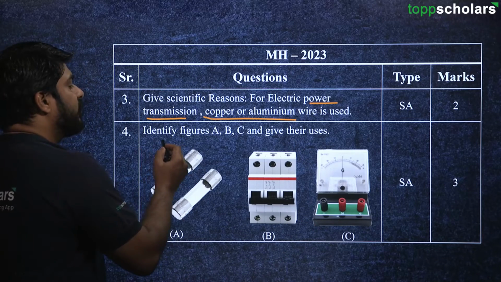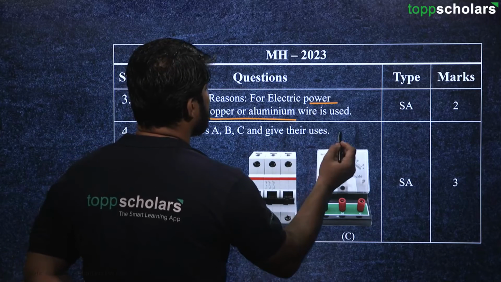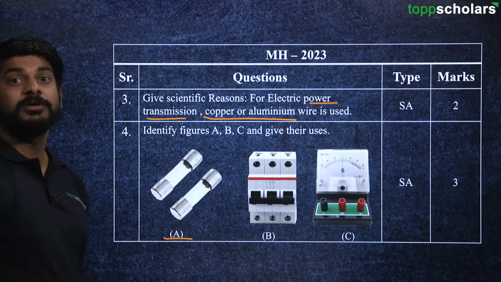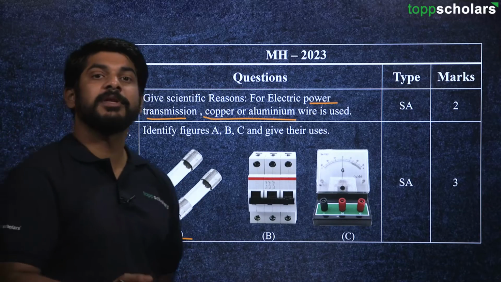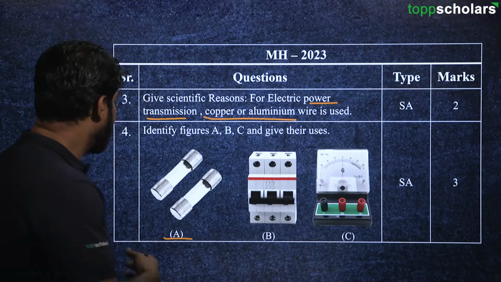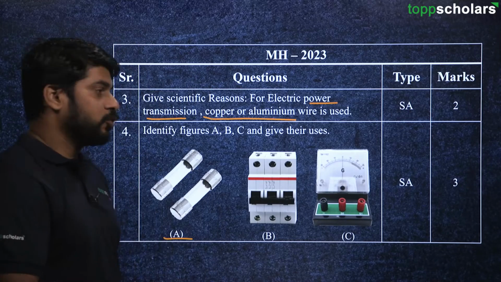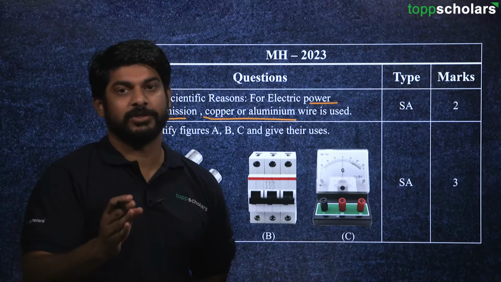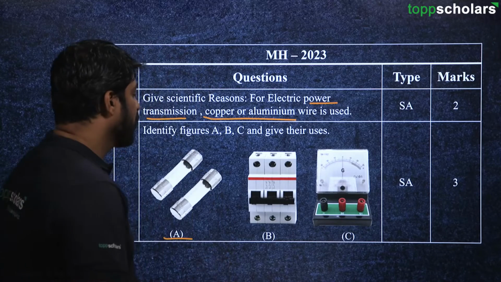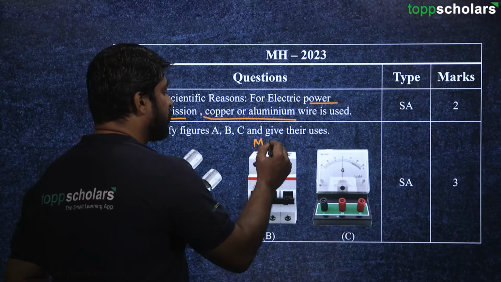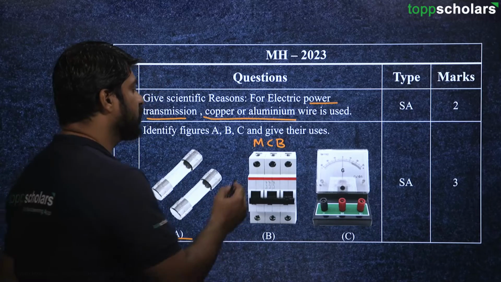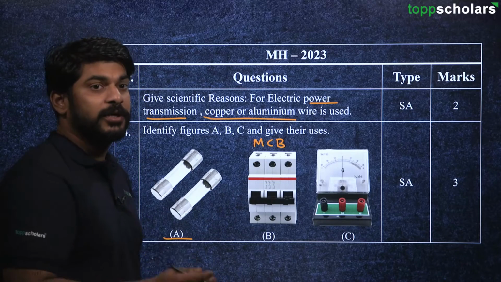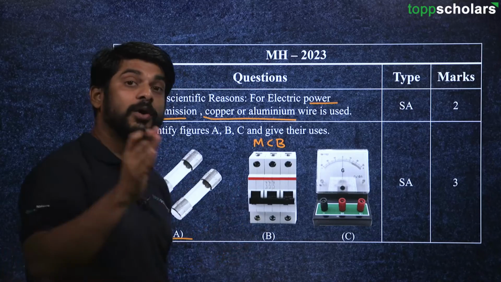Next is: identify figures A, B and C and give their uses. So, first of all, this is nothing but the fuse that is generally used in many appliances at our home also. And what is its use? Its use is to protect our electrical appliances from any kind of damage due to overflow of current. Then this one is called MCB, isn't it? This is nothing but a miniature circuit breaker, right? So, this is used in our household. You might have seen this at your house also, right?